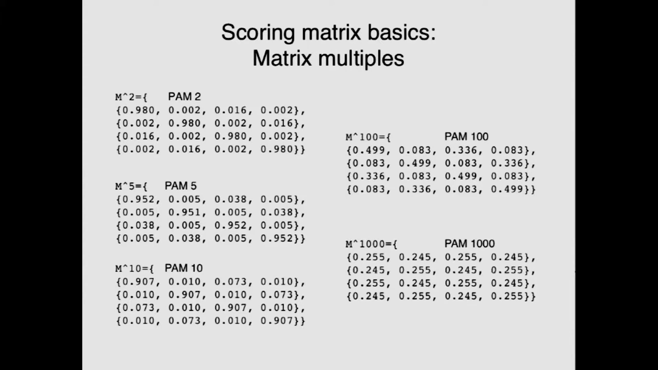After 100 changes, I'm still going to be about 50% identical. After 1,000 changes, I've basically almost completely decayed. I've lost all my signal. I'm going to end up being 25% A and C and G and T. I haven't gotten there quite after PAM 1,000, but if I had PAM 10,000 here, then these numbers would all be just 0.25. Does that all make some sense?